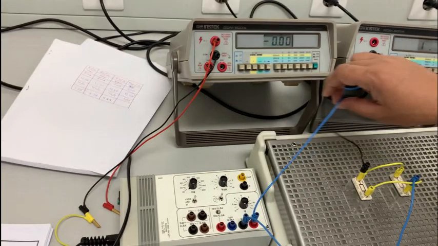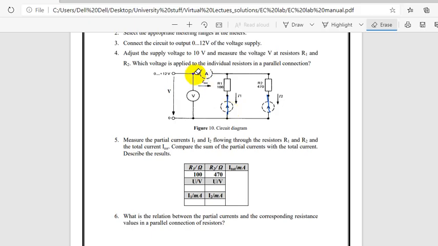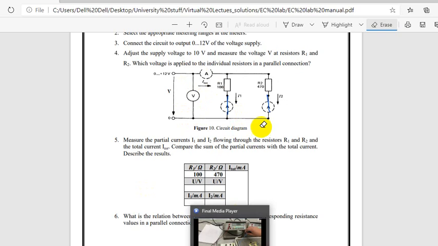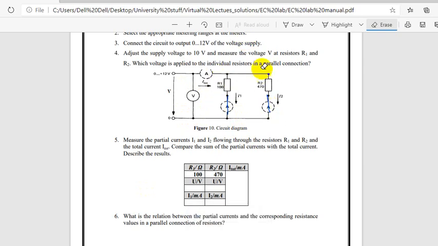Now we will connect the voltmeter across these two points. If you connect the voltmeter from here to here, you can see the voltage will be the same, and the current is dividing. Previously in Kirchhoff voltage law, the voltage was dividing, that means voltage was dropping across each. Now in Kirchhoff current law, we will see the current division. So we will apply the current division here.